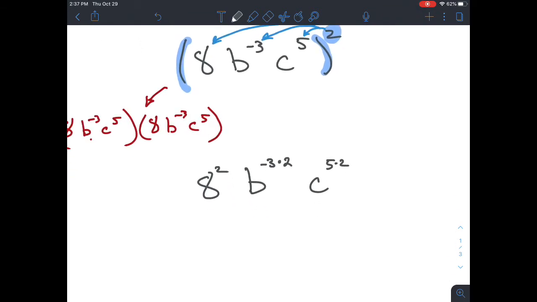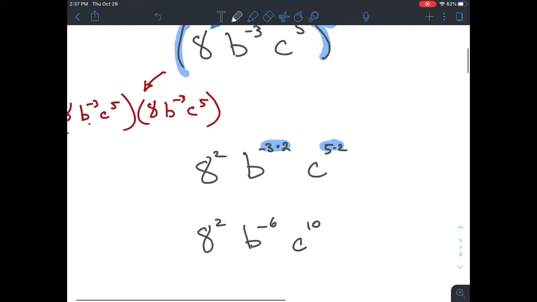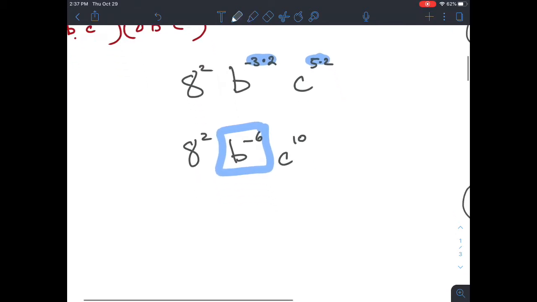Some of you are just going to do these little guys in your head. So this will be 8 squared, b to the negative 6, c to the 10. Remember, c to the 10 came from having 5 c's times 5 more c's. Then I want to take care of my negative exponent. When I have a negative exponent, that actually means I'm doing a division problem. So I have 8 squared, 1 over b to the 6, c to the 10th power.